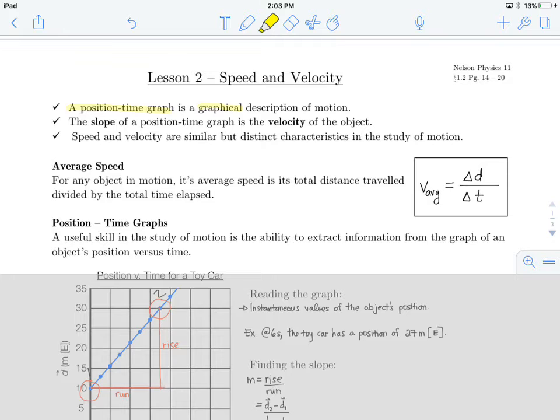And so what we're going to see over the course of the next few days is that we can use position time graphs to get lots and lots of information. Very specifically, the slope of a position time graph is the velocity of the object that's being graphed. And certainly we're going to see that speed and velocity, just like distance and displacement, are similar, but they're very distinct characteristics. Okay, so this is what we're going to talk about today.